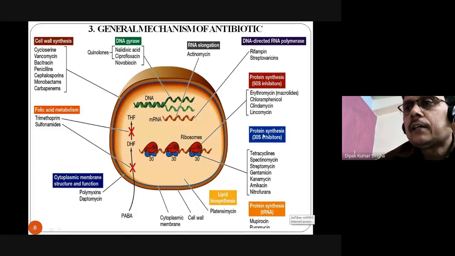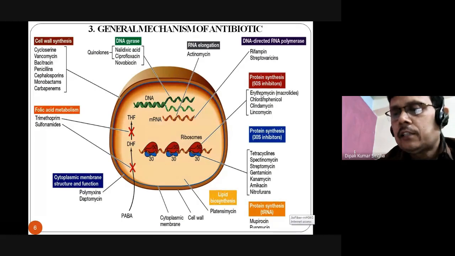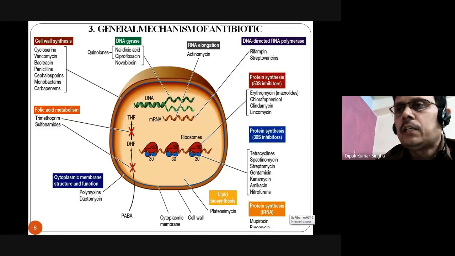Another group is the 30S protein synthesis inhibitors, like tetracycline, streptomycin, spectinomycin, gentamicin, kanamycin, amikacin, and nitrofurantoin. So today I discuss the drugs which bind with the 50S and 30S ribosomal subunits and ultimately inhibit the protein. If protein synthesis is inhibited, automatically the organism will be killed.